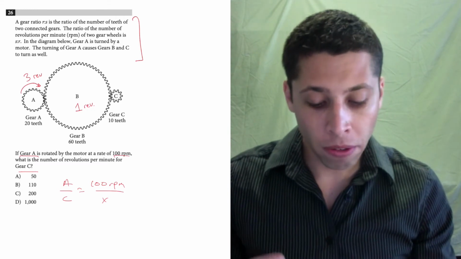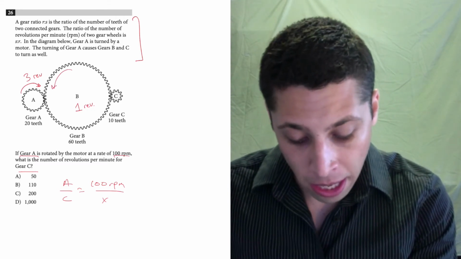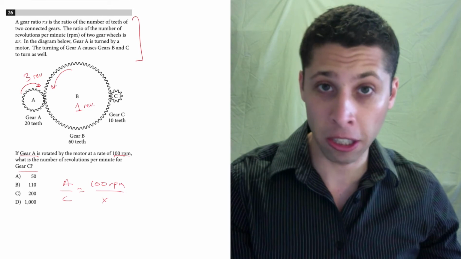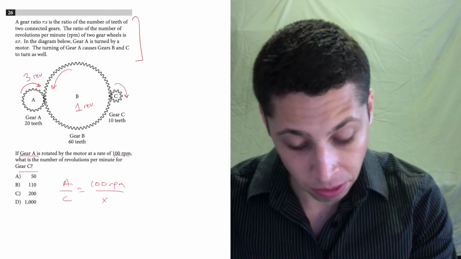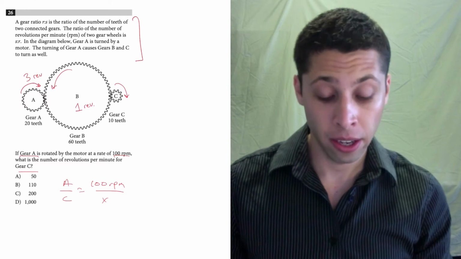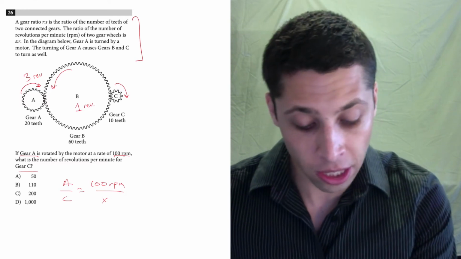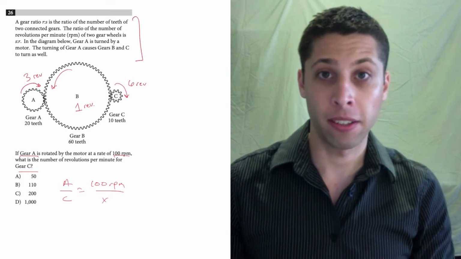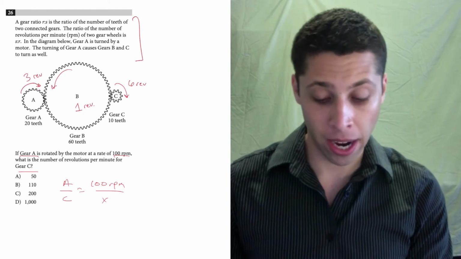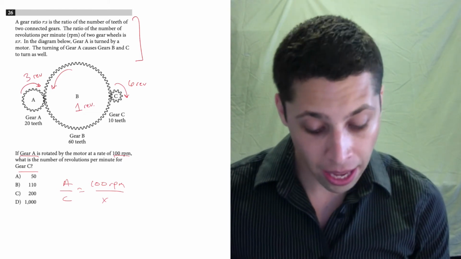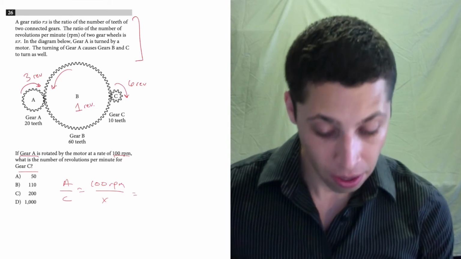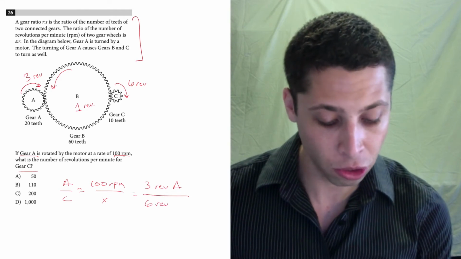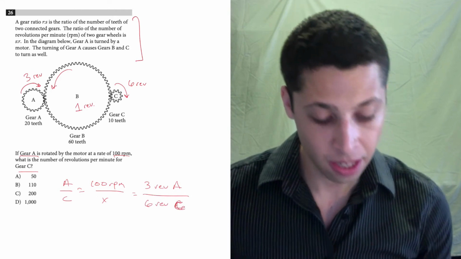So, okay, one revolution of gear B means 3 revolutions of gear A. Well, gear C is attached to gear B as well, so how many times is that going to revolve? Gear C has 10 teeth. So by the same logic, gear C should rotate 6 times every time gear B rotates. And now I have a relationship between gear A and gear C. For every 3 revolutions of gear A, there are going to be 6 revolutions of gear C.